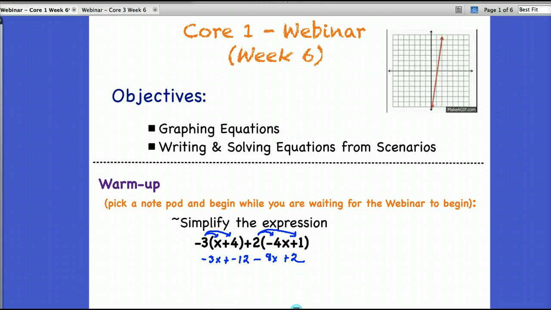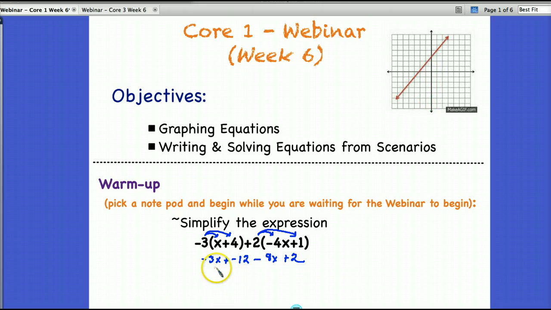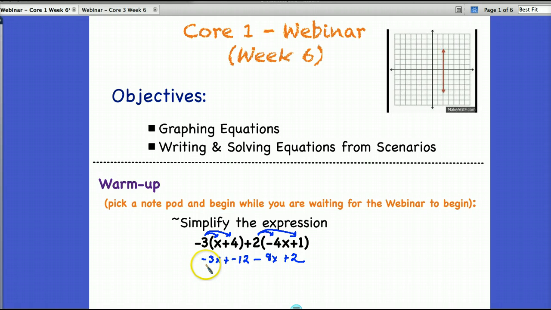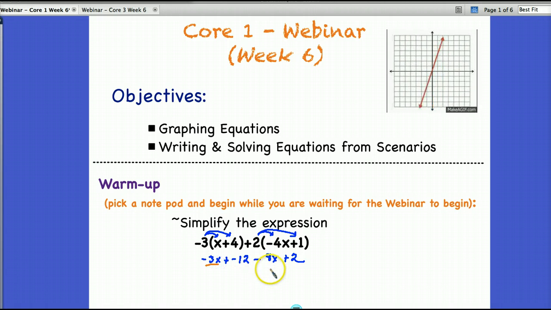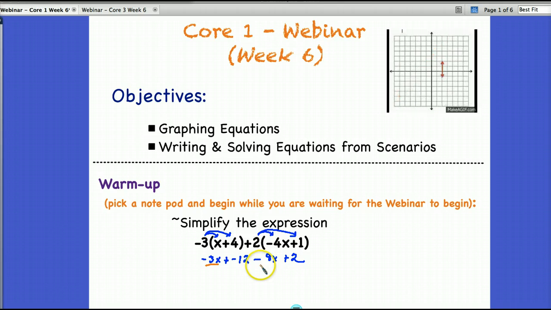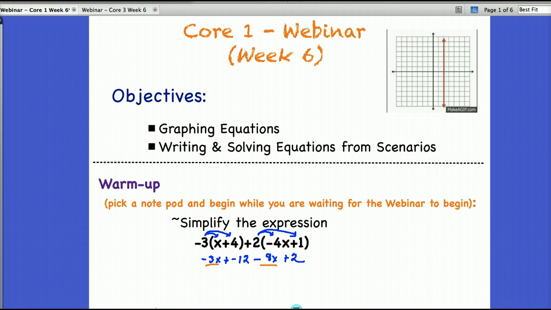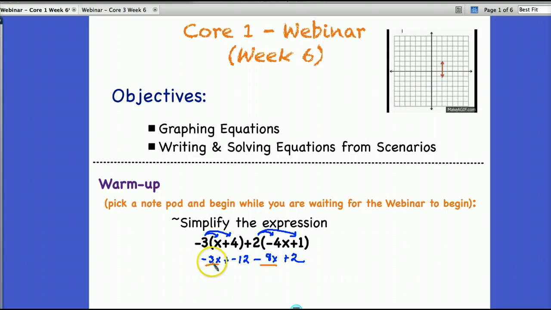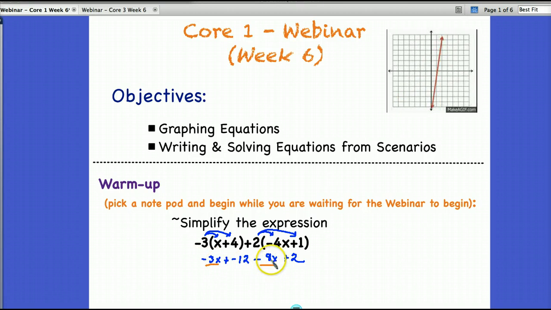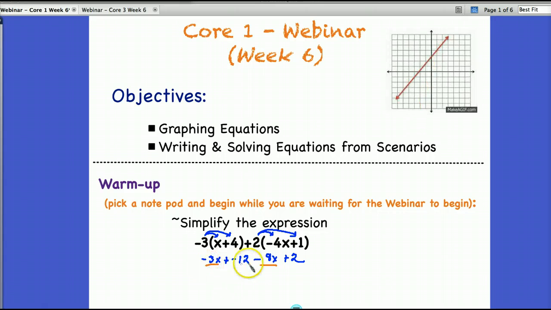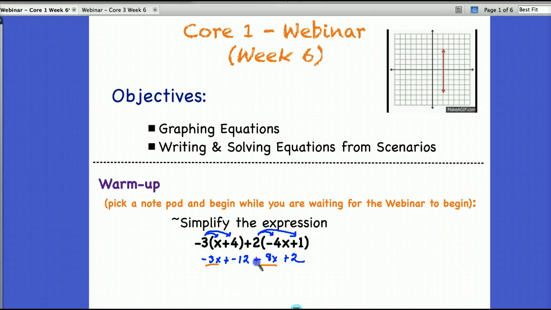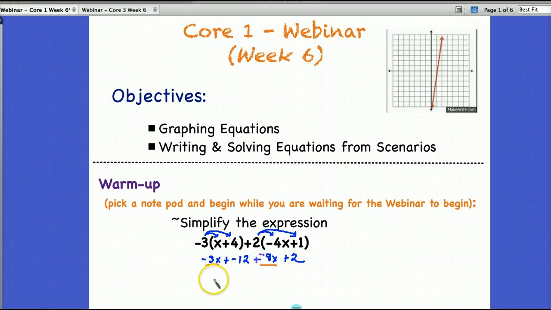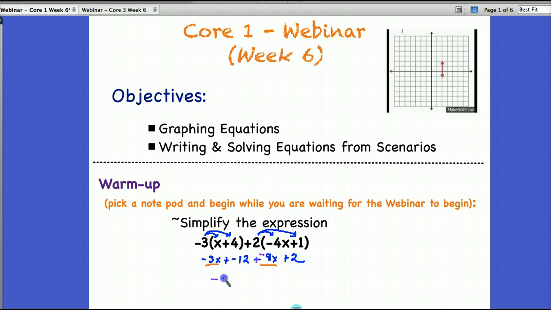Okay, now you guys, the next thing you want to do is combine your like terms. So one way you can do that is underline what you want to combine first. So I'm going to combine the negative 3x with the negative 8x. So when I do that, I end up with, think about this, negative 3 minus 8. That's the same thing as negative 3 plus a negative 8, which gives us negative 11x.